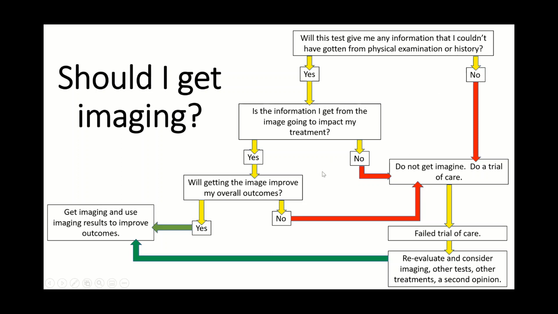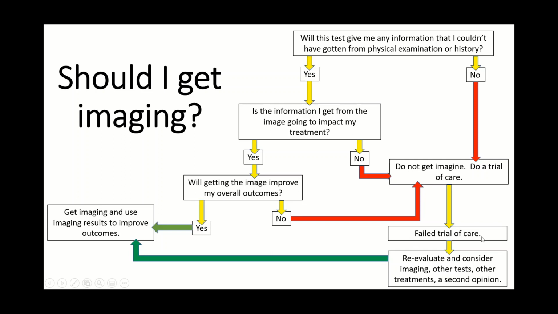So if I answer no to these questions and I do not get an image and I do a trial of care, if the patient fails that trial of care, then we will reevaluate, do some reexamination, redo a history, see if there's anything we missed, consider imaging at that time. Also consider other tests, whether that's labs or other orthopedic tests that we didn't do, and other treatment methods that we didn't provide at the time, as well as potentially looking into a second opinion.